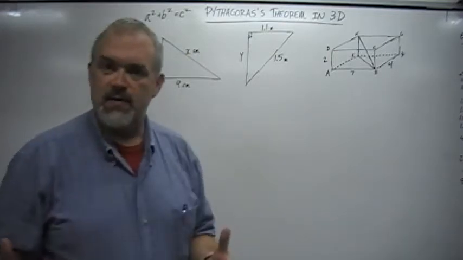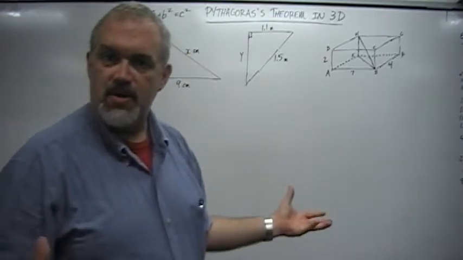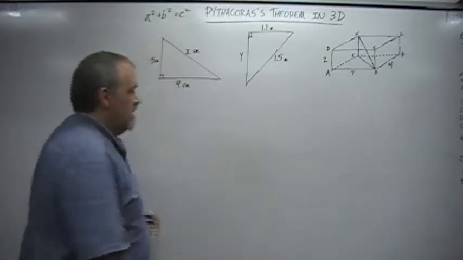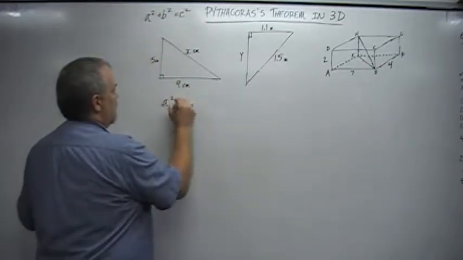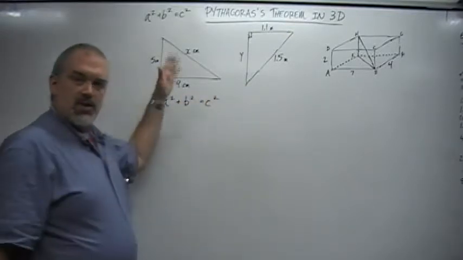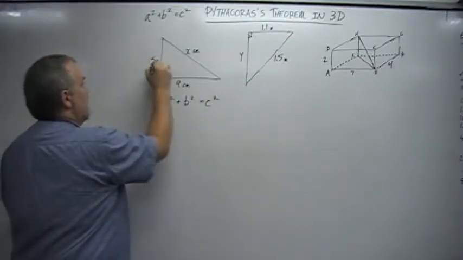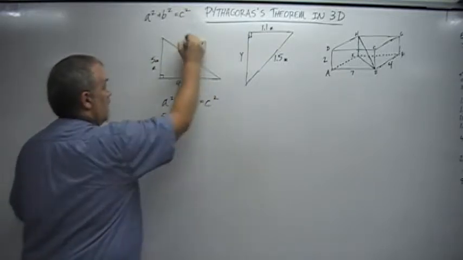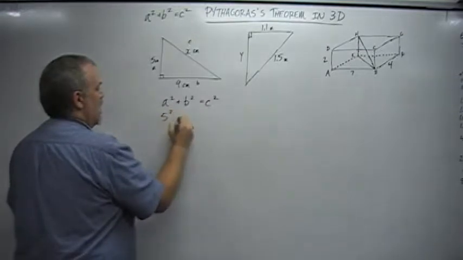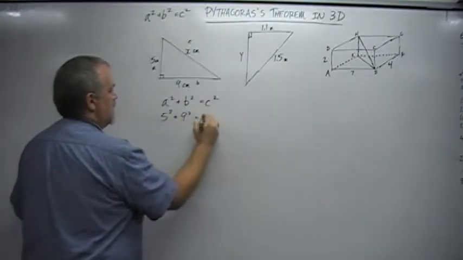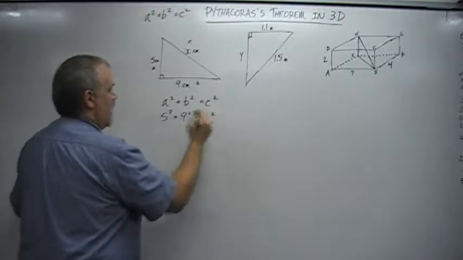Now it's always useful to write our formula down to make sure we're working it out right. So here we go. A squared plus b squared equals c squared. Doesn't matter which are which for a and b, we'll call this a and we'll call this b, which means 5, and that will make this c. 5 squared plus 9 squared equals x squared.